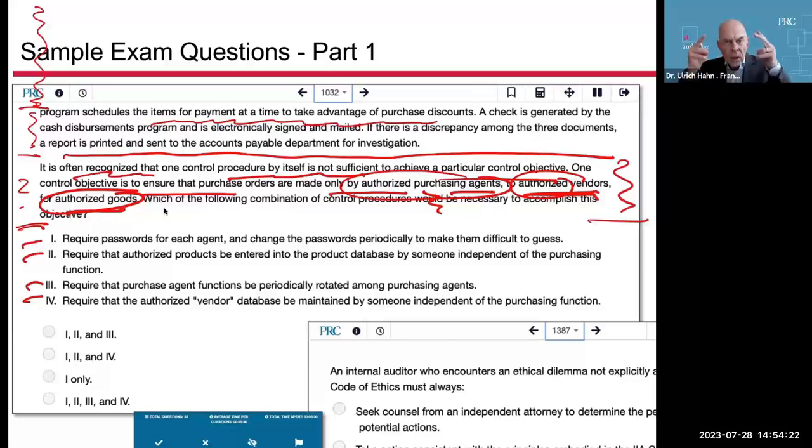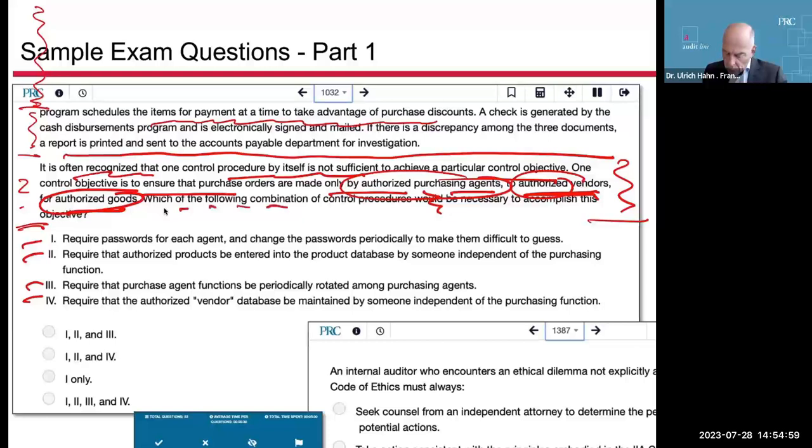So think of a SAP system, for example. You have a list of staff in the purchasing department. These are the authorized purchasing agents. You have a vendor management component, and you have a list of vendors which can only be maintained by the head of purchasing. And you have authorized goods which are maintained by someone else in purchasing, or maybe by someone in the factory or whatever. So there is a control over these different items.